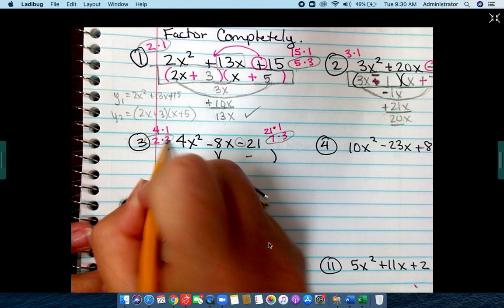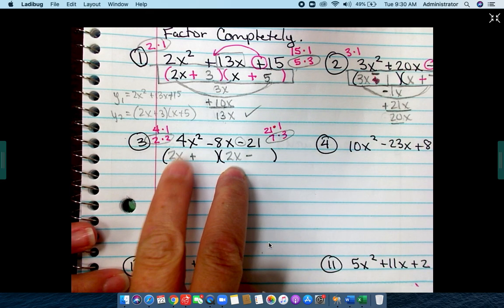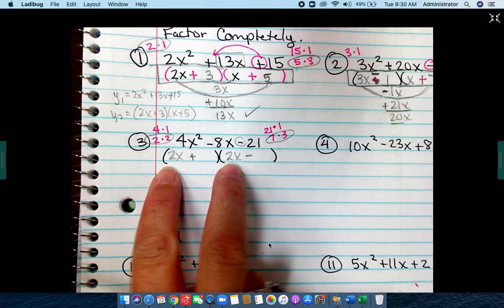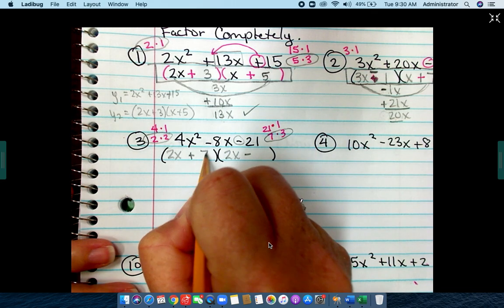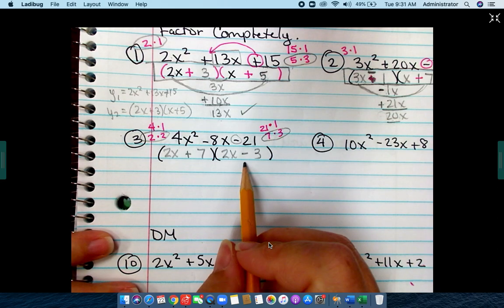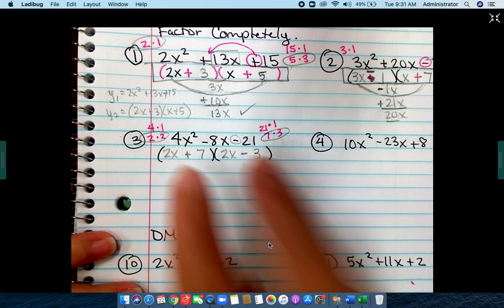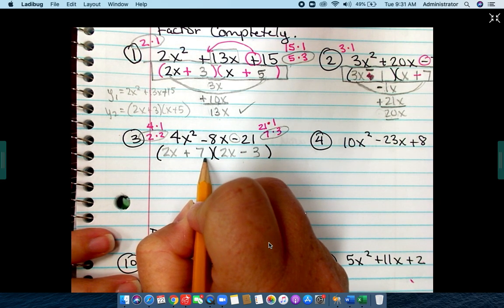So this 2 and 2 would result in 2x and 2x. We always put our x terms with our first terms in the binomial factor. And now for the 7 and 3, I don't know, I'll try it here and here. Now to be honest, when you start doing this and get better at it, your brain will start to do it for you, okay? Until then, just plug it in to try and see what you get.